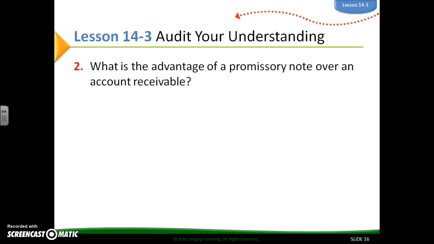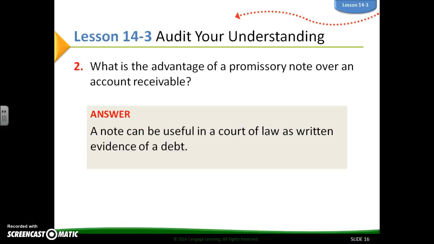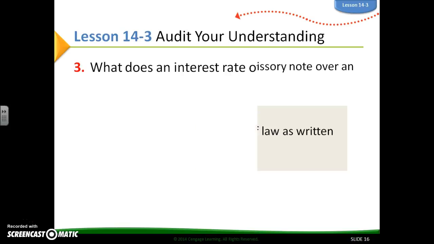What is the advantage of a promissory note over an accounts receivable? Using a promissory note actually can be incredibly helpful in a court of law as written evidence of a debt. So as a business, if you have a vendor that signed a promissory note with you, then if you ever need to go after that person in court, which as much as it stinks to have to sue someone, sometimes you do, then you have some evidence that that person actually owed you money.